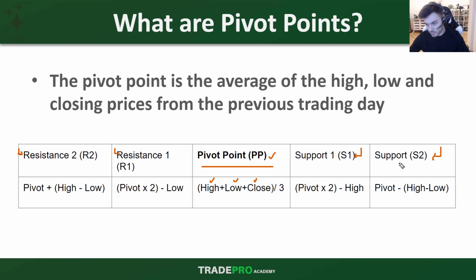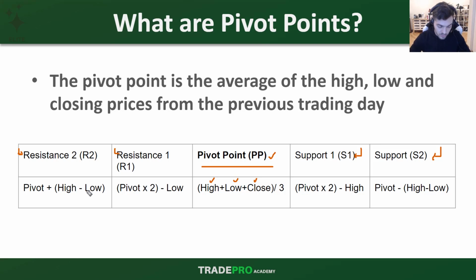And you'll find similarly for support number 2, you'll take the pivot less the difference between the high and the low, and resistance 2 will be the pivot plus the difference between the high and the low. If you guys are looking at this and you're kind of scratching your heads, man, I got to do math while I'm trying to figure out a trade. You don't have to do that.